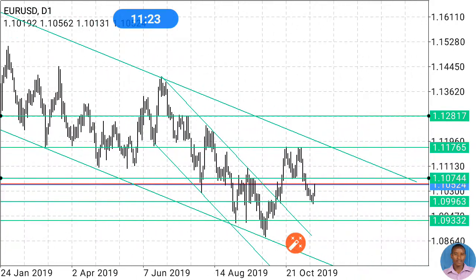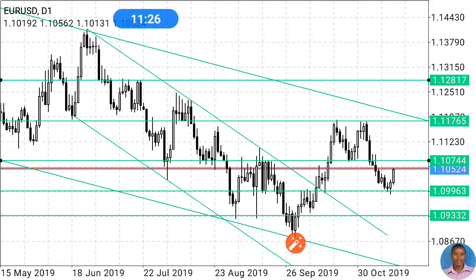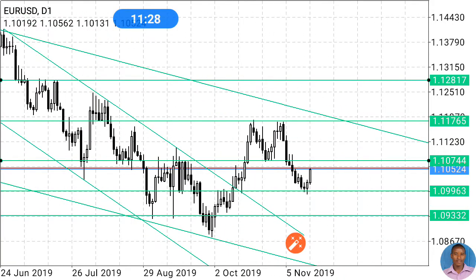So the price may choose either direction. Which direction do you think this price will go? And you are free to comment in the comment section, and we can discuss this pair. What are your expectations? Where do you think this will go?